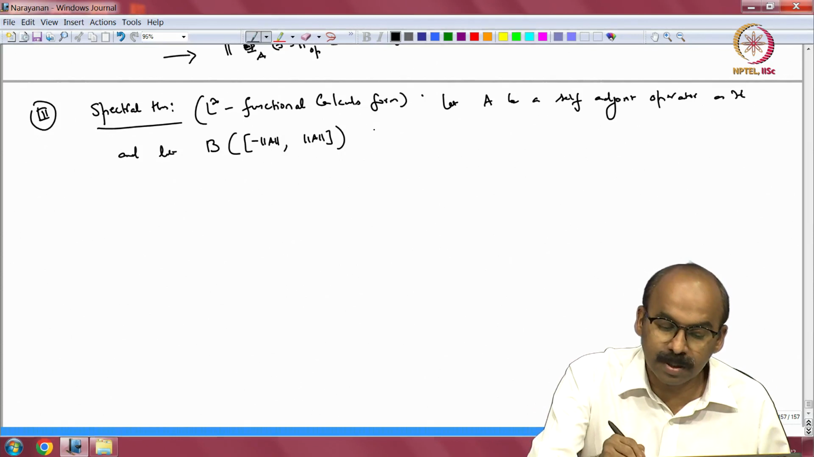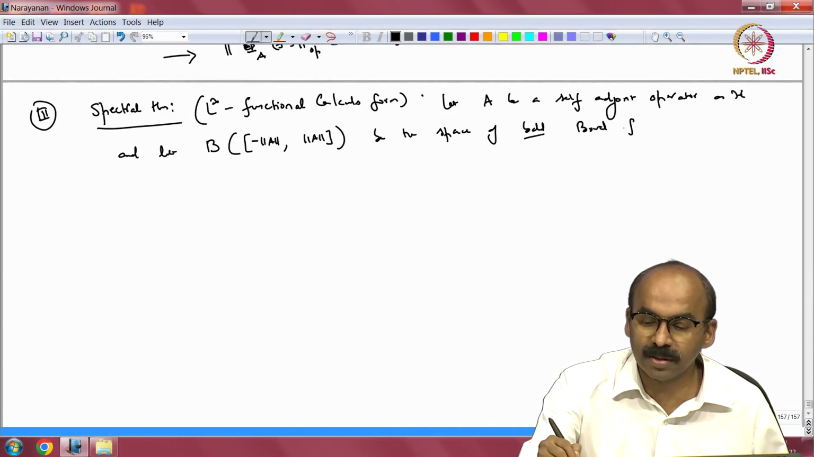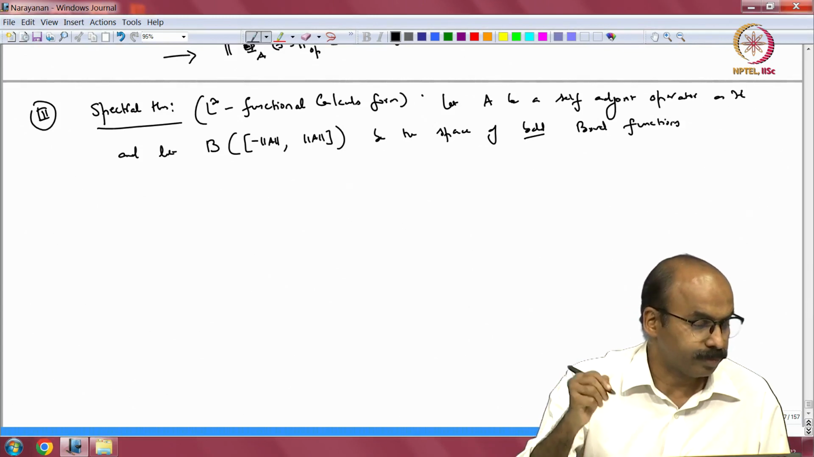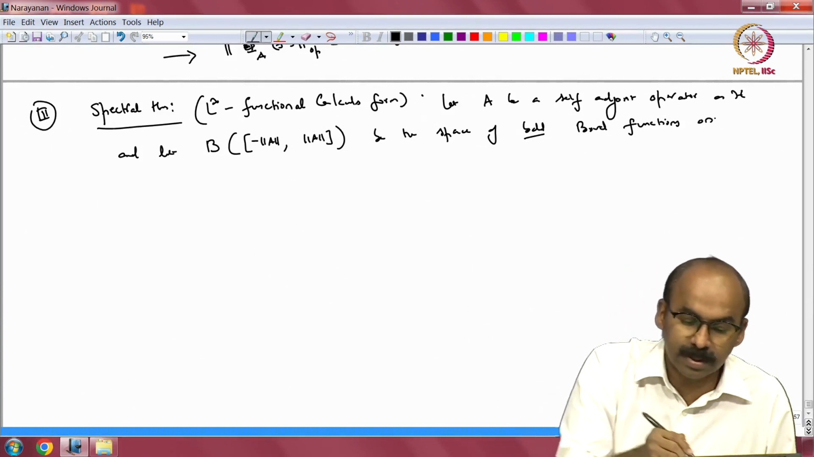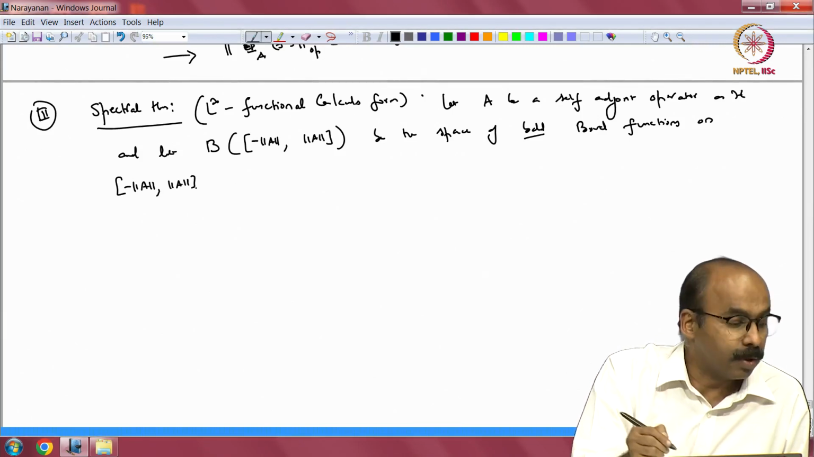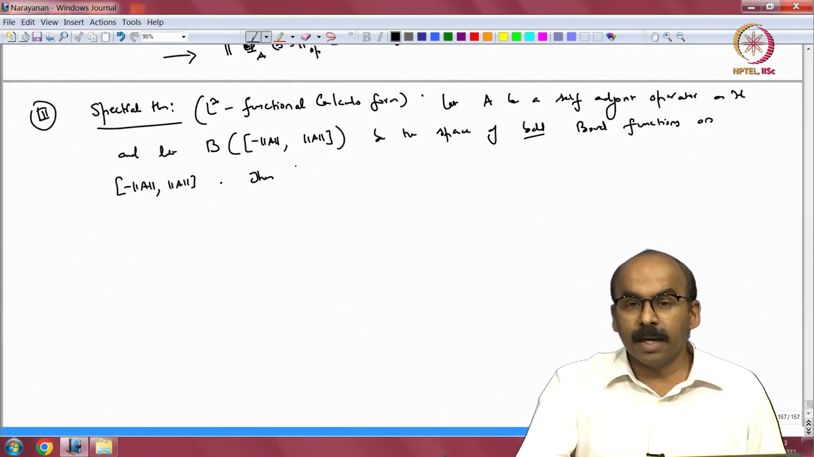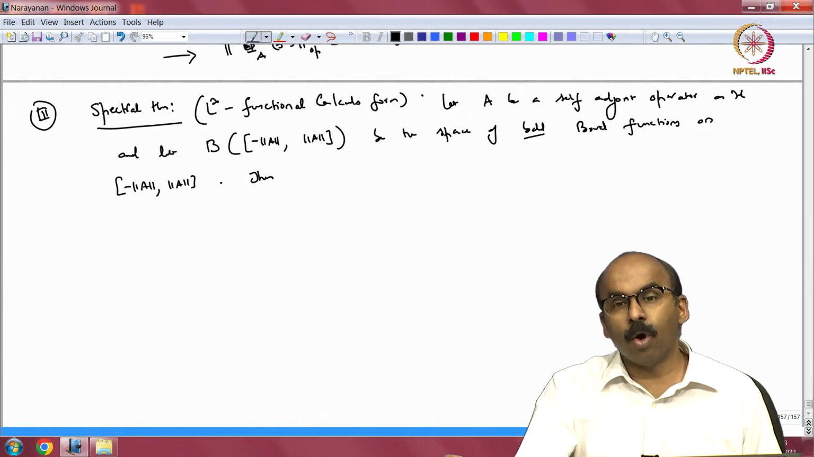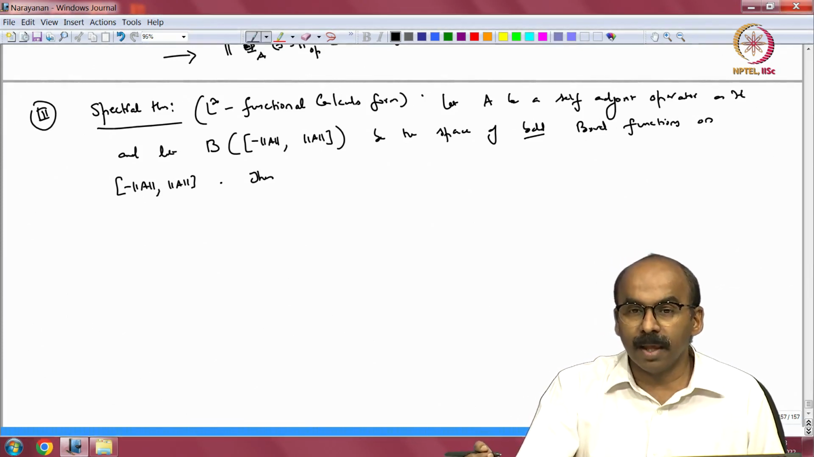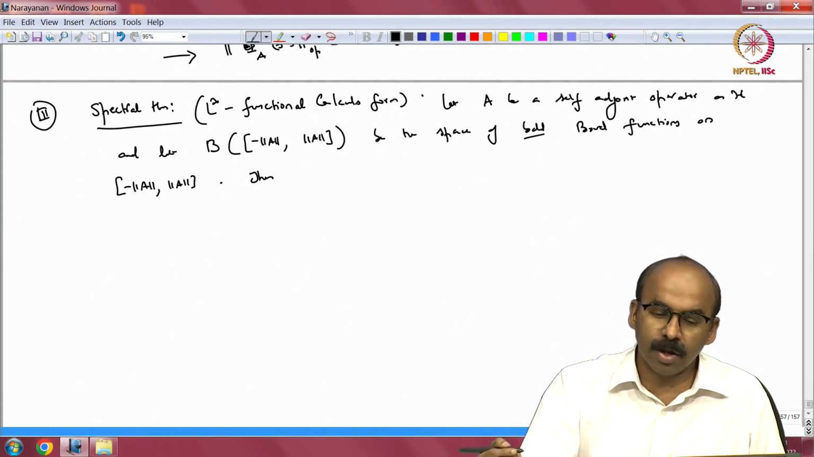Let B be the space of bounded Borel functions on that interval, minus norm A to norm A. Then the L infinity functional calculus says that for each bounded function you can associate an operator, using the self adjoint operator A, which is what we call f of A. If f is a bounded function, we can define T sub f or f of A, they are all the same.